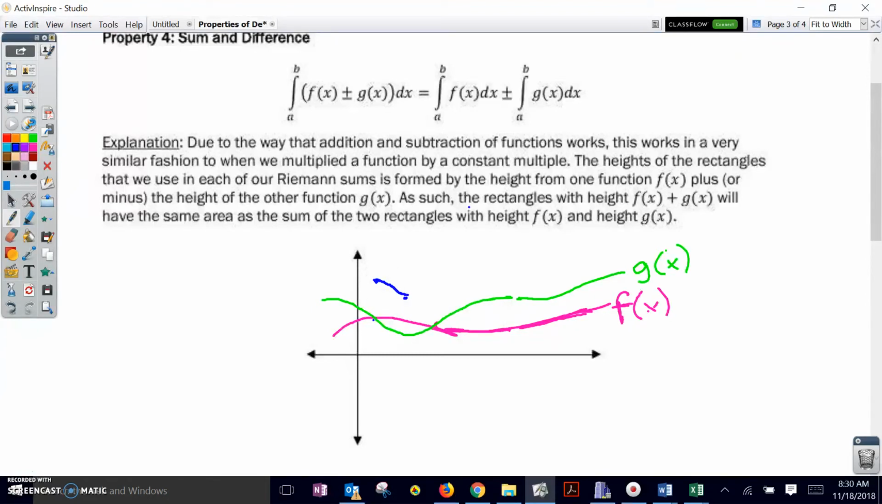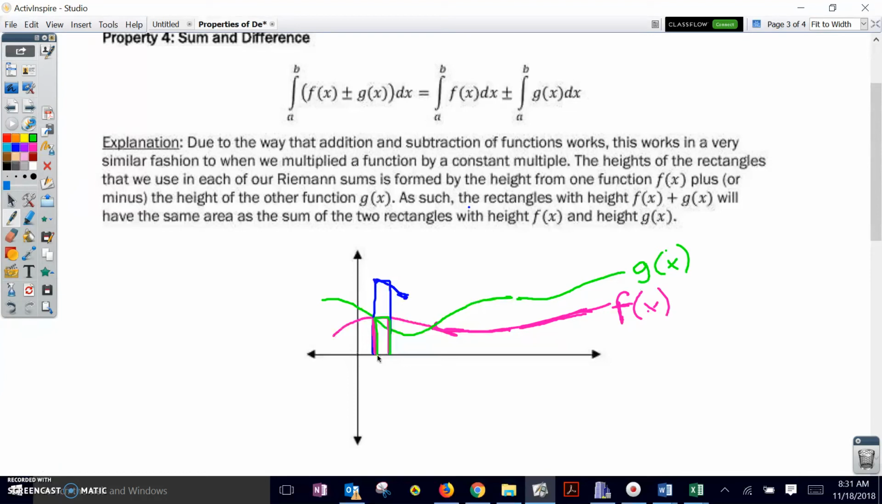and I'm just going to use a very short piece here. So a rectangle that I put underneath f of x plus g of x has the same width as the rectangles for f of x and g of x, but its height is just the sum of their respective heights. Same thing with the difference.